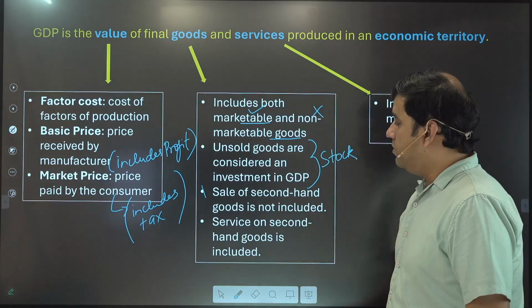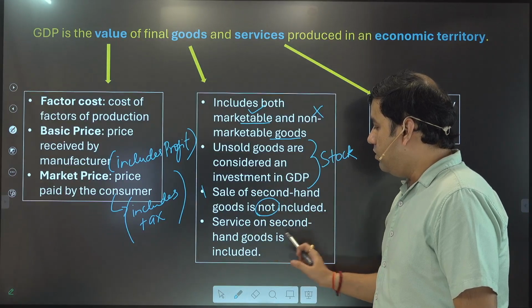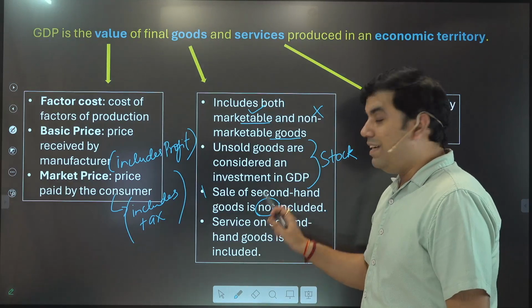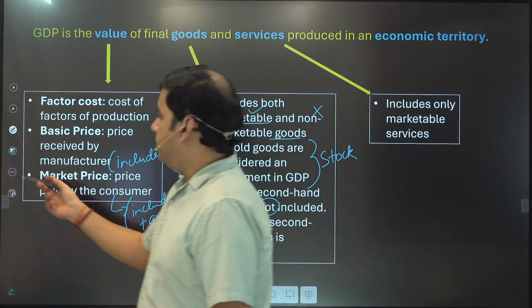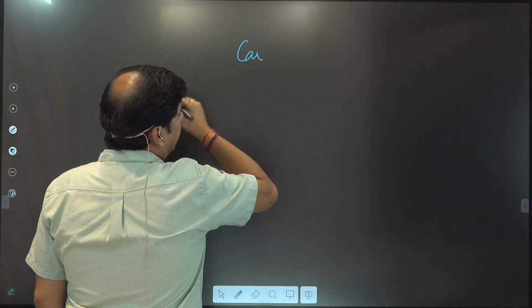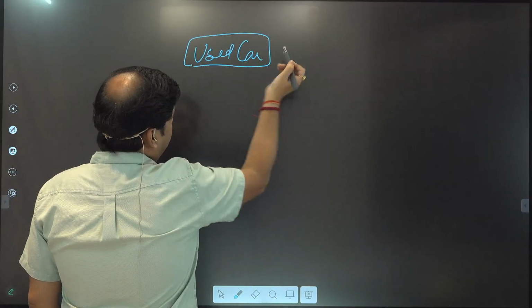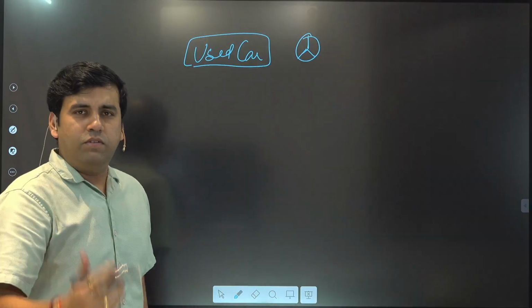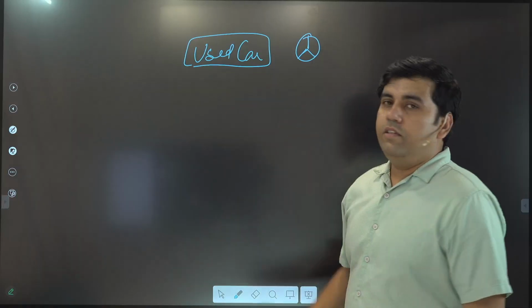This I have already discussed. Sale of a second hand good is not included. Services of the second hand good are included. Why? Because the service is new, the good is not. Chalo, let me clarify this as well. Let's say I have purchased a car. Let's do something good. So I purchased a second hand car, I have purchased a used car.